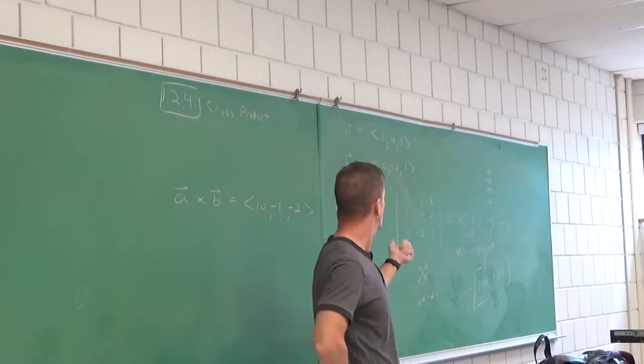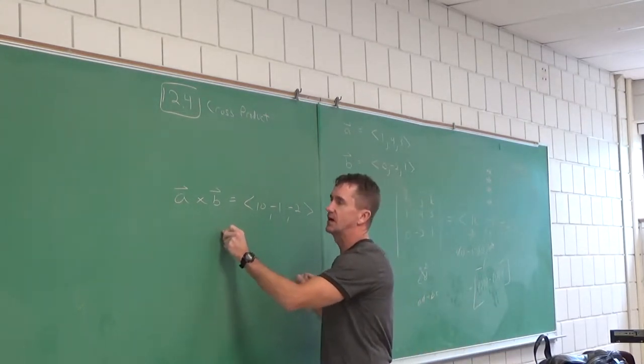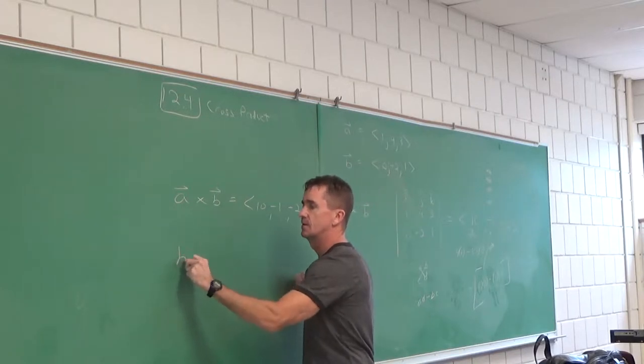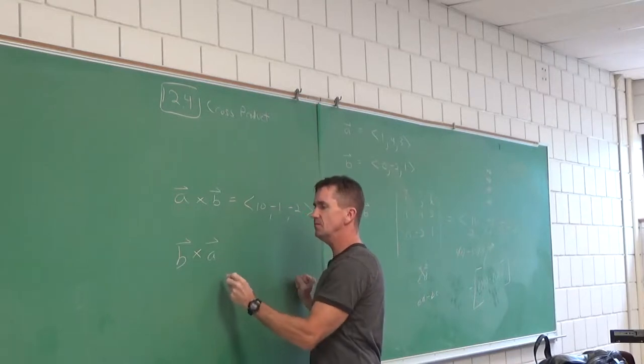So it's cool, and this is huge. So this will always be perpendicular to the two vectors. Now, we could do all the math, but a lot of you probably know about this. What if we did b cross a?